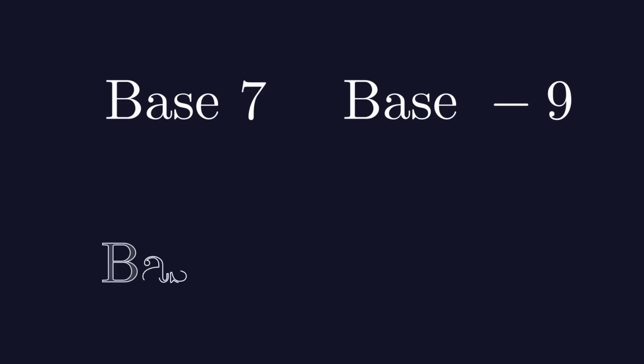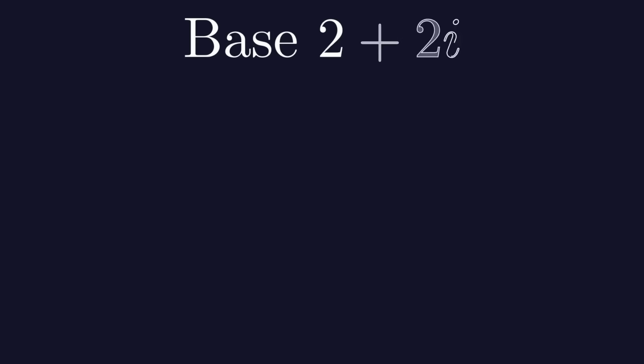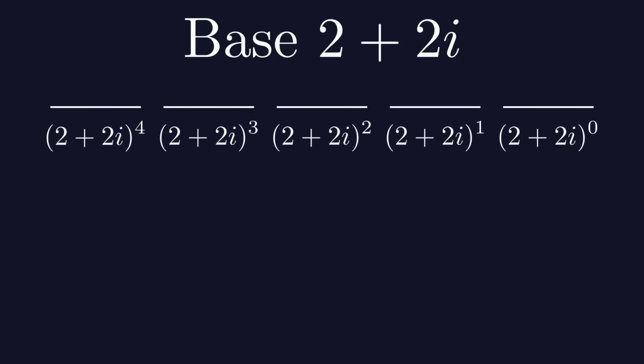As we have seen, we can create number bases from almost all real numbers and pure imaginary numbers, but unfortunately we can't create number bases from all complex numbers. For example, let's look at base 2 plus 2i. In this base, the digits represent different powers of 2 plus 2i.